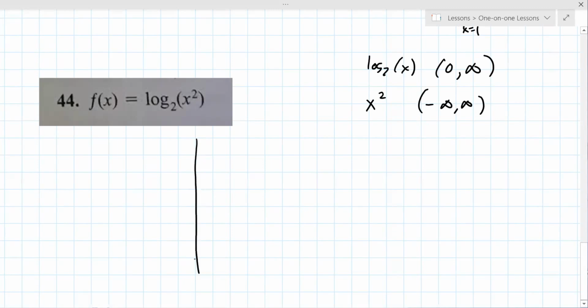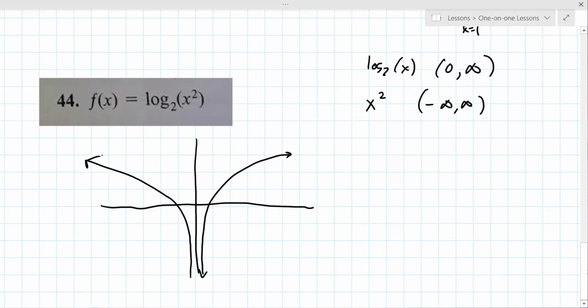And so you might be thinking, well, how does any of that matter? Well, log x looks like this, but because negative values are just as good, it ends up mirroring itself over here on the other side. So it ends up looking like that.